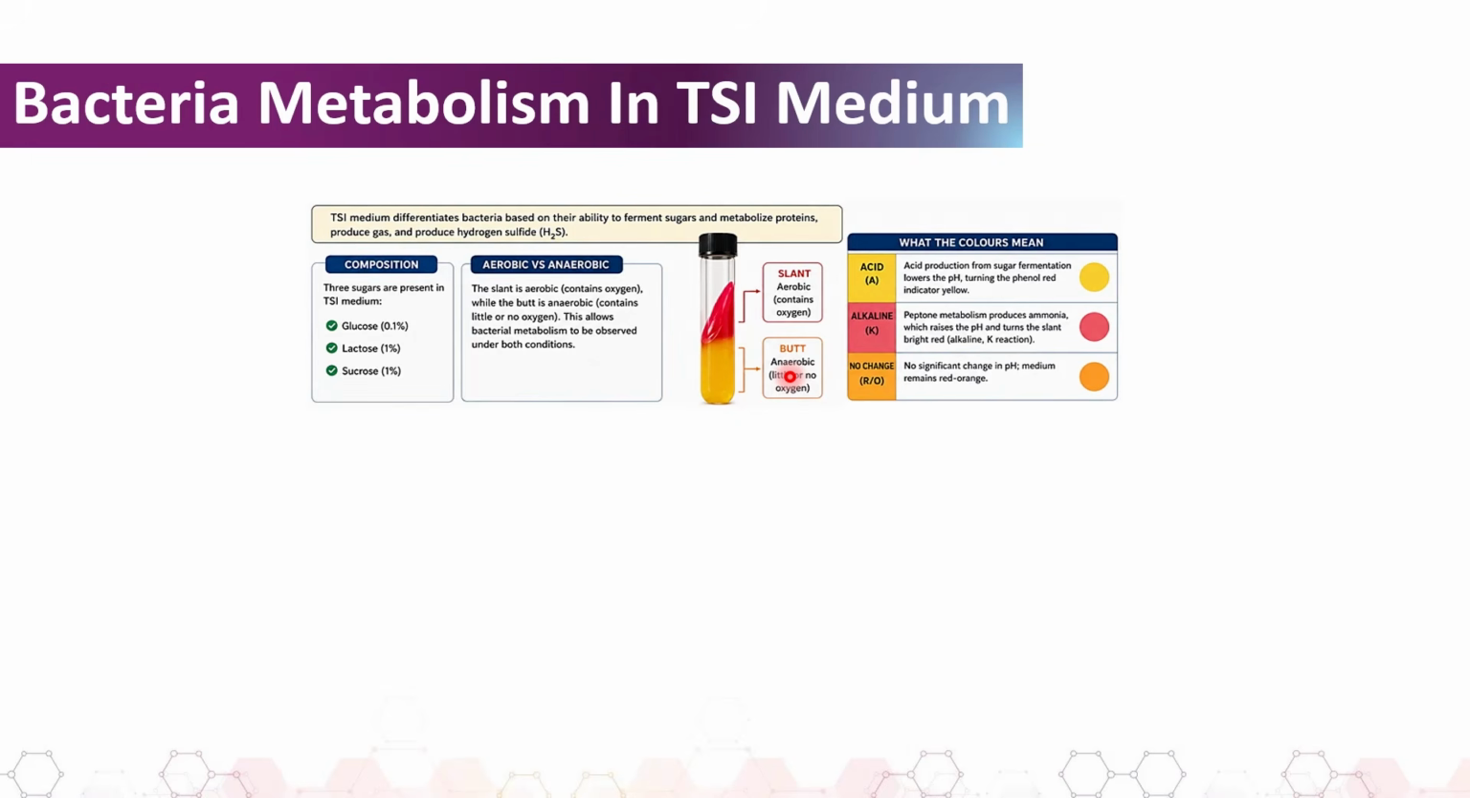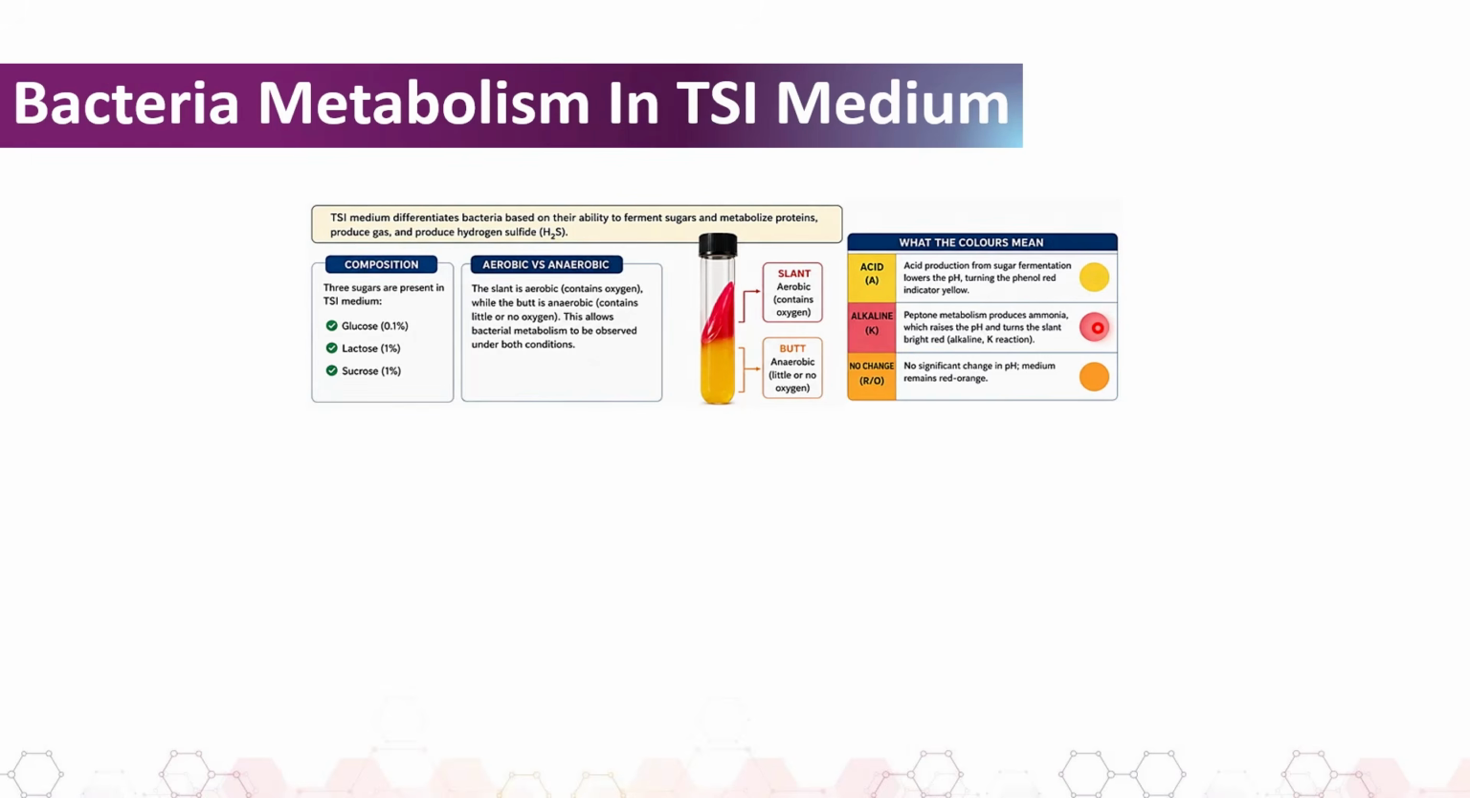So let's see what the color means in the TSI test. The yellow color over here indicates acid production from the fermentation of carbohydrate, and as this happens, the pH of the medium is lowered, that is, it falls below 7.4, and as a result, the phenol red, which is the indicator in the medium, changes color from the orange to red to a yellow color as shown over here.